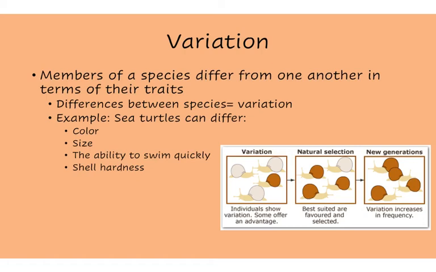So we also have the factor of variation. So that means that members of a species differ from one another in terms of their traits. And the differences between the species are what we call variation.